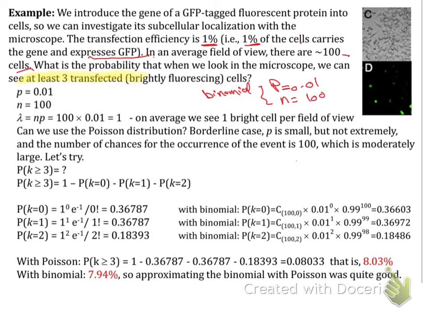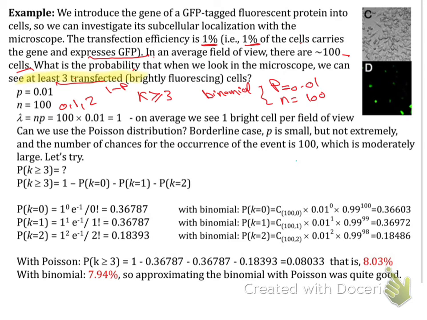What is the probability when we look at the microscope that we can see at least 3 transfected cells? At least 3. Here is the trick. At least 3 means that we can see 3 or more, so k should be more than or equal to 3. Usually when they say at least, I have to work the other way around. I can get the probability of not seeing it, which is lesser than 3, could be 0, 1, and 2. Then I say 1 minus this probability.